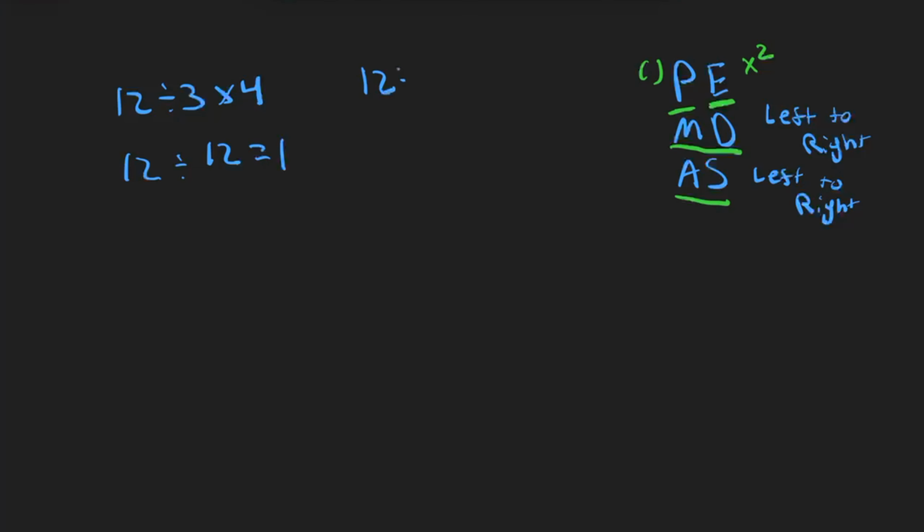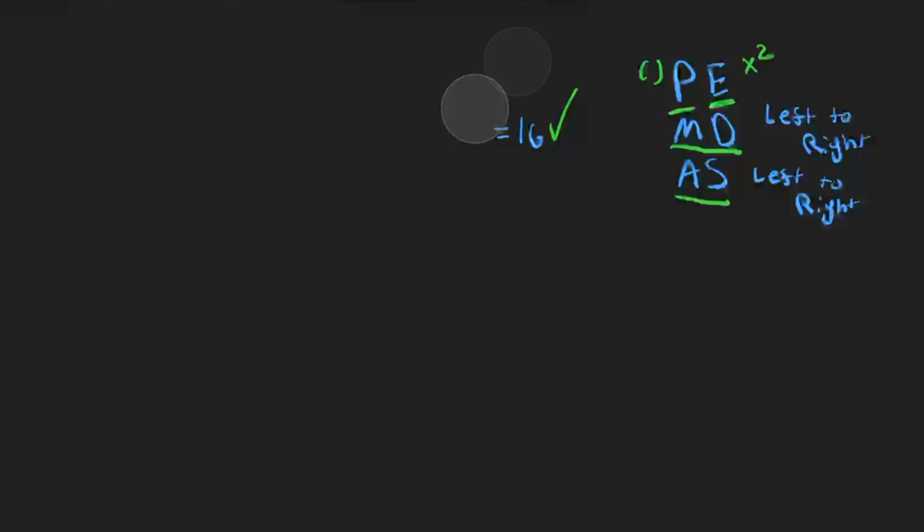However, when we do this correctly, you'll see we get something different. 12 divided by 3, we get 4, times 4 is 16. This is the correct answer. This is incorrect. This is why it's important for our multiplication, division, and our addition and subtraction that we go from left to right, just like reading a book when we're solving these problems. So let's jump on into a problem and try to solve it.